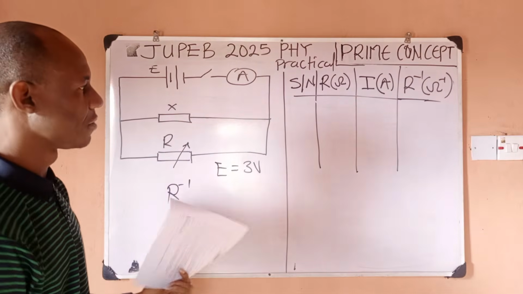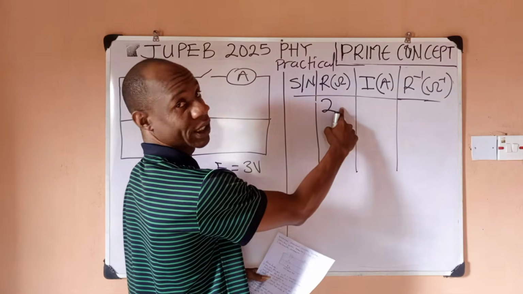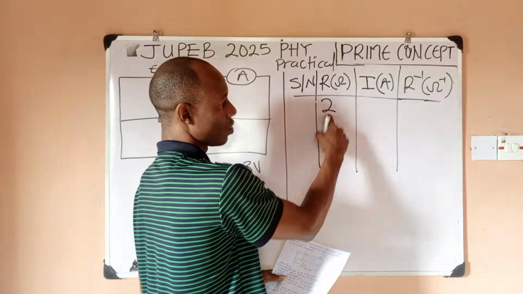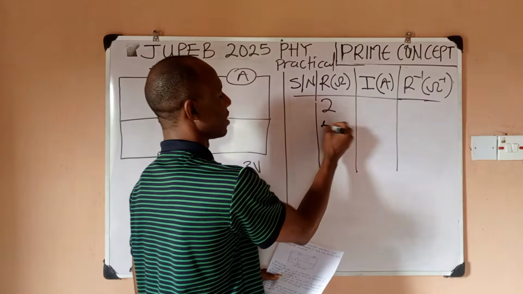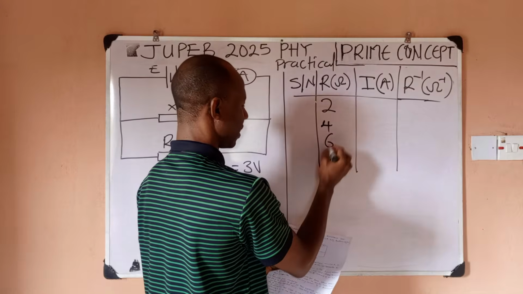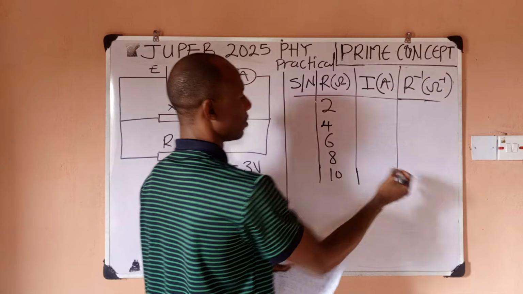Now, they gave us the values of R. The first value is 2. You don't have to put ohms again because your R is already measured in ohms, so you just write 2. That is why the unit is here. The next is 4, the next is 6, the next is 8, and then finally 10. So these are the values we have on our table.